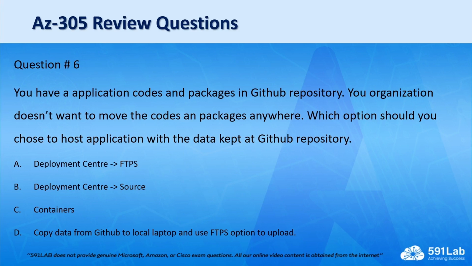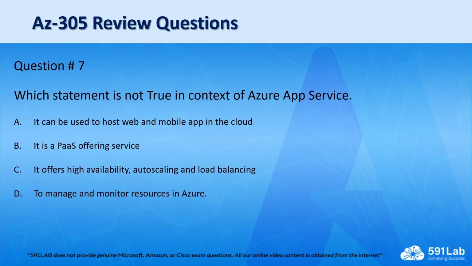If you also noticed in our lab exercise, we have talked about this. When we go to the Deployment Center, we have the source option, from where we can use the drop down and get a lot of options like GitHub, Bitbucket, Azure Repos, something like that. So to host the packages directly from the GitHub repository, the answer should be Deployment Center Source. Yes, that's our answer. Let's move to the next question.